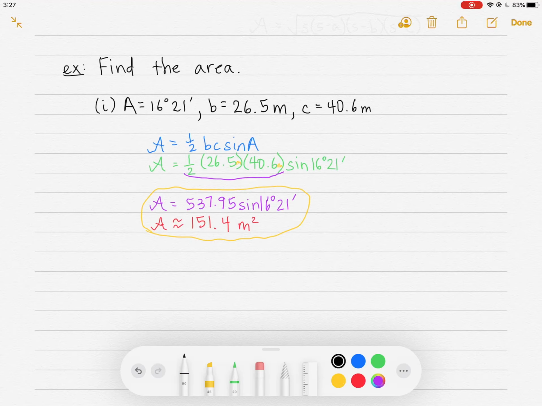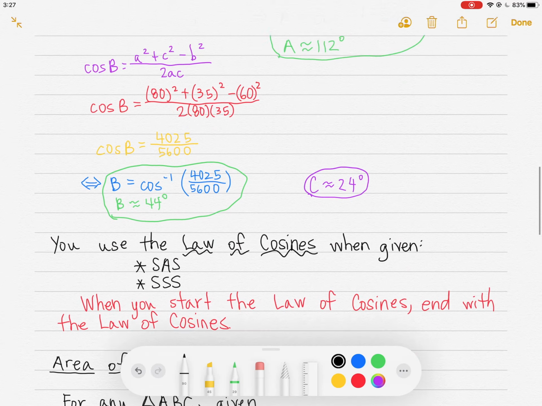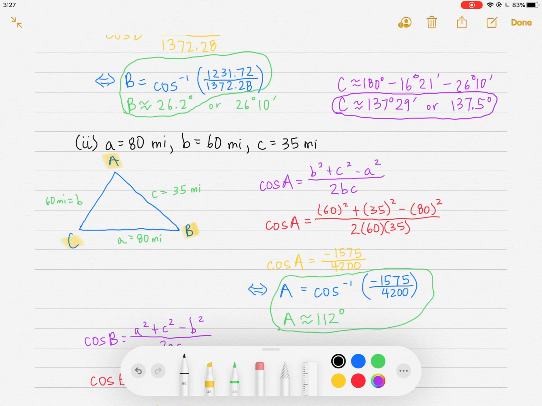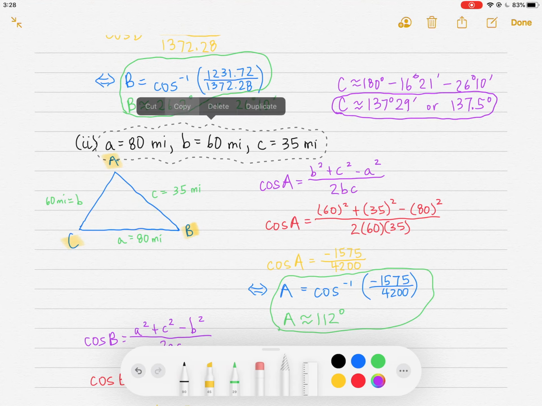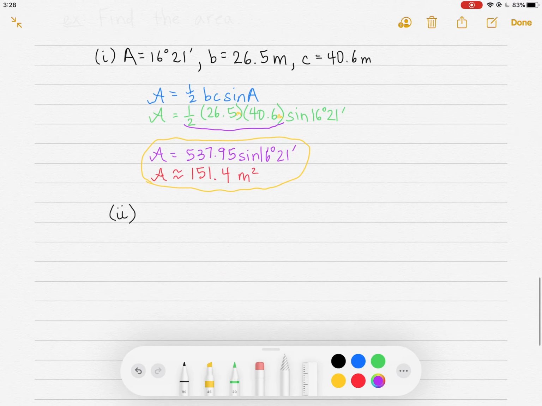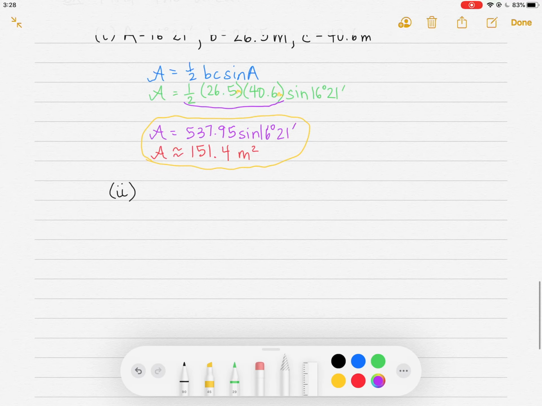Example number 2, find the area. I will say, however, that sometimes when I ask students to find the area, instead they find all the missing parts of triangle ABC. You are given similar information to when you're finding all the missing parts, but please make sure that you follow the directions and find the area when I ask you to find the area.